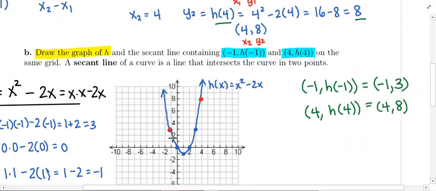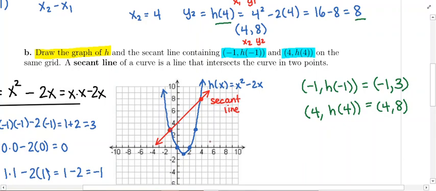So let me do that. I'm just going to connect these 2 points with a line. The line has to go through both of the points. Hold on, let me try to get this like I want it. Okay, that works. So this red line is called the secant line. It is intersecting our parabola in these 2 points.